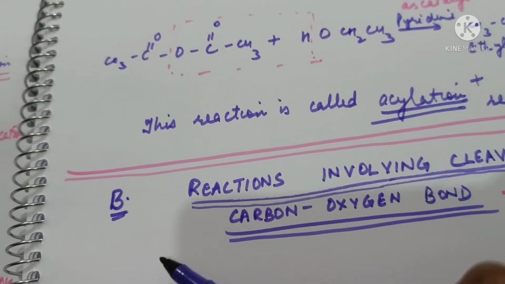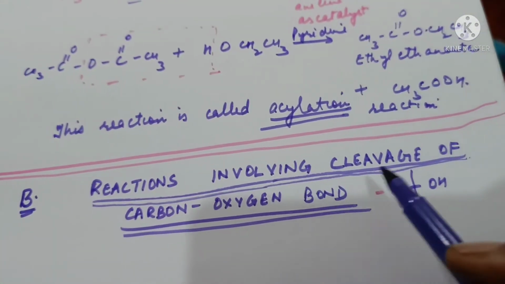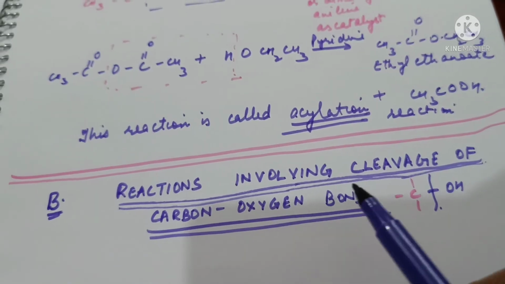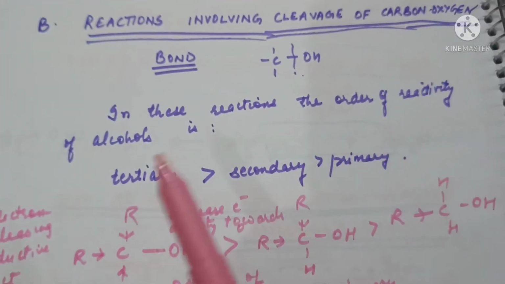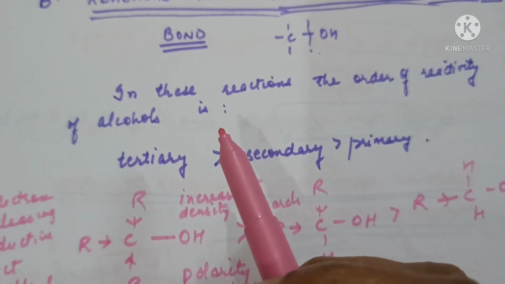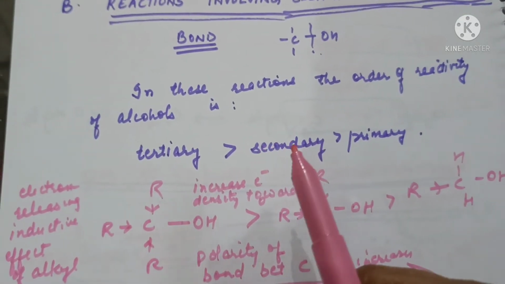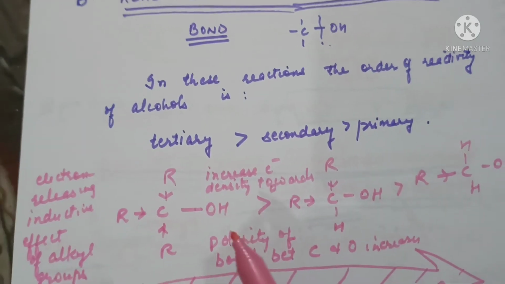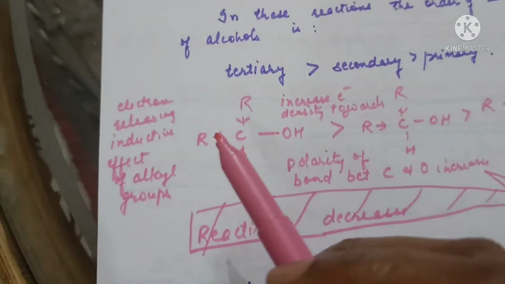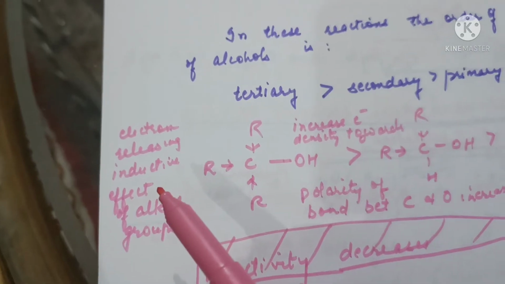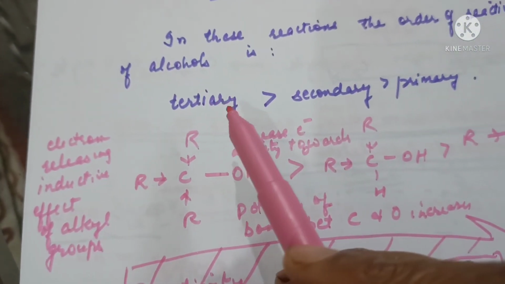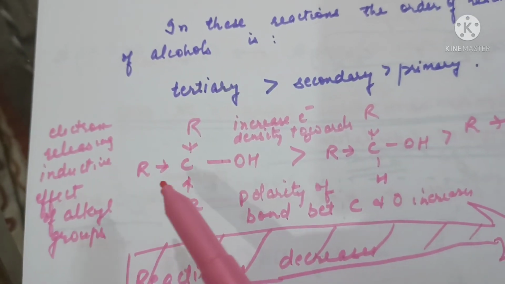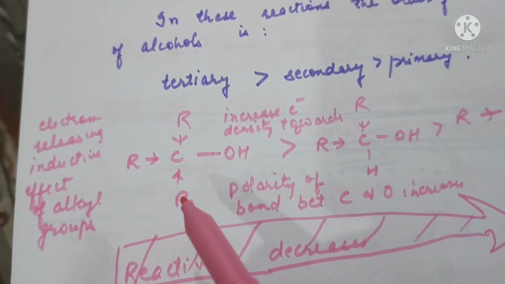The second category of reactions are reactions involving cleavage of carbon-oxygen bond. In these reactions, the order of reactivity of alcohols is tertiary is more reactive than secondary than primary. This is because of the electron releasing inductive effect of the alkyl groups. In case of tertiary alcohol, there are 3 electron releasing groups.